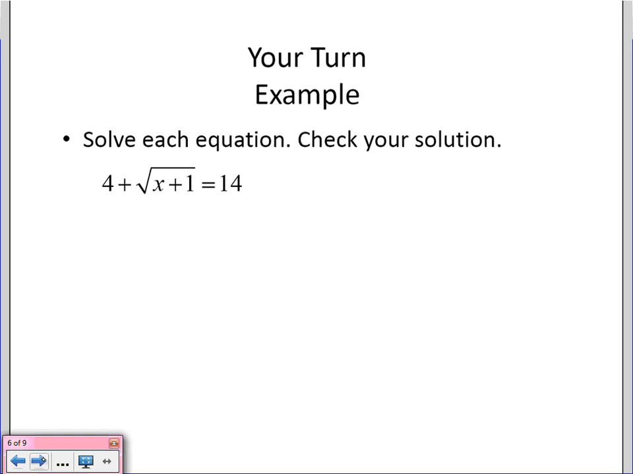Okay, here's your turn. Go ahead and try this one, and it's similar to the one we just had, so go ahead and give this your best shot.